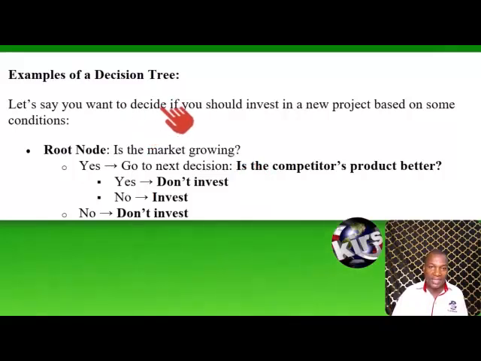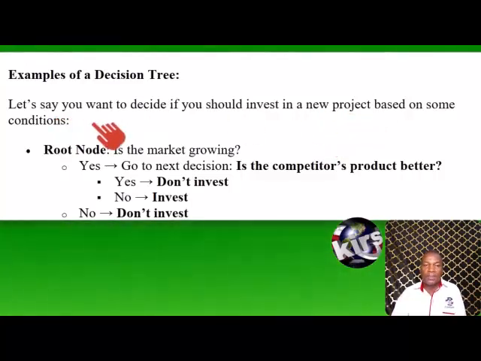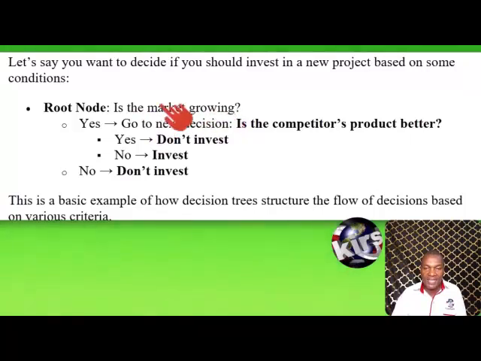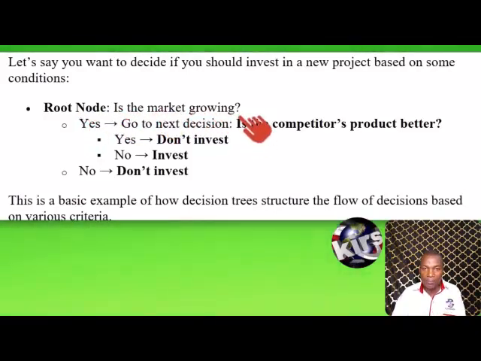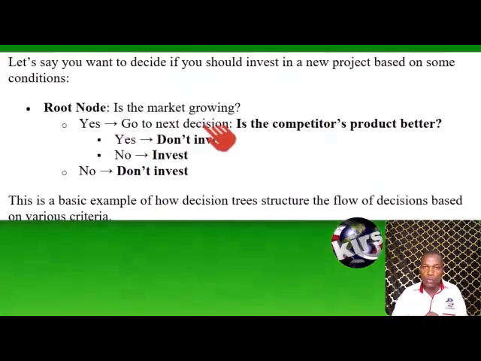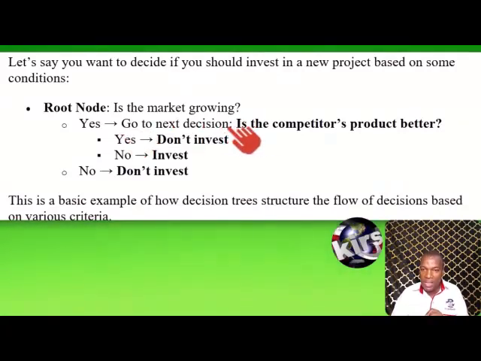We now look at examples of the decision tree. Let's say you want to decide if you should invest in a new project based on some conditions. So the first question is, and that makes what you are calling the root node, is the market growing? If the answer is yes, go to the next decision. Is the competitor's product better? If yes, don't invest. And if no, invest.